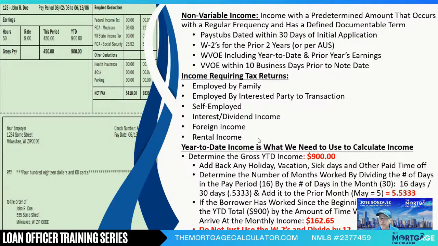Same scenario with the pay stubs. Now, a borrower that's self-employed, that's not variable income.